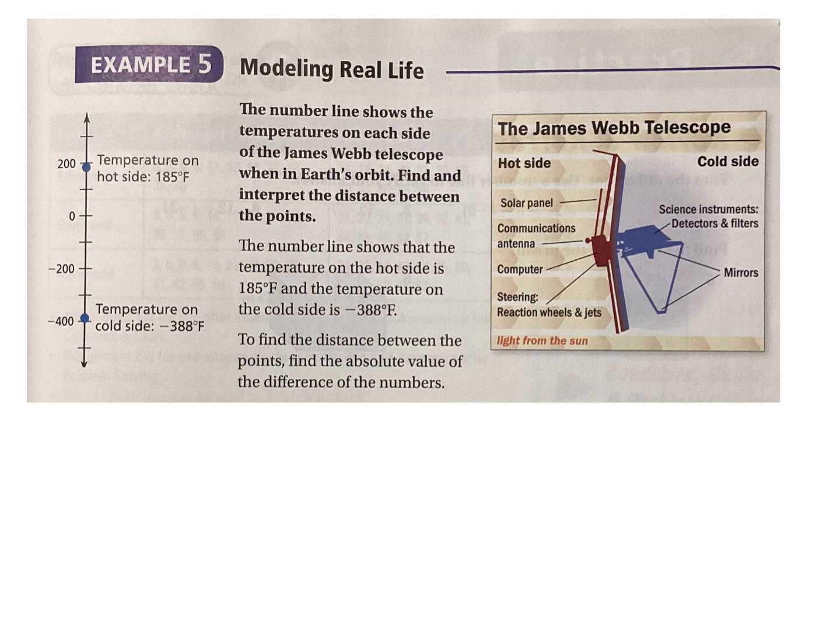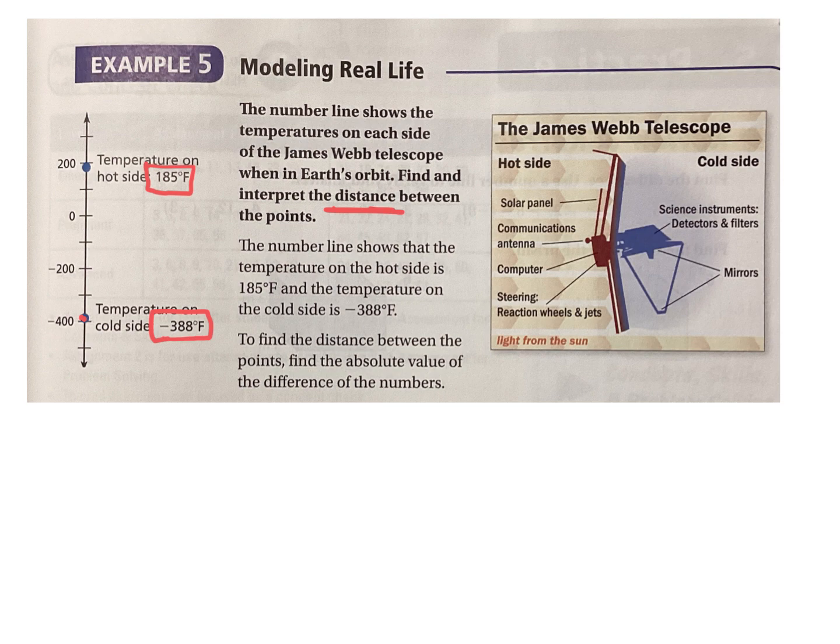Let's do this real-life example. Okay, we have a number line that shows the temperature on each side of the James Webb Telescope when in Earth's orbit. Find and interpret the distance between the points. Okay, so the 2 points. We have a point right here, which is a -388. That's very cold. And then on the other side, we have a 185 positive. So talk about hot. So we have cold and hot. And it says it wants the distance.